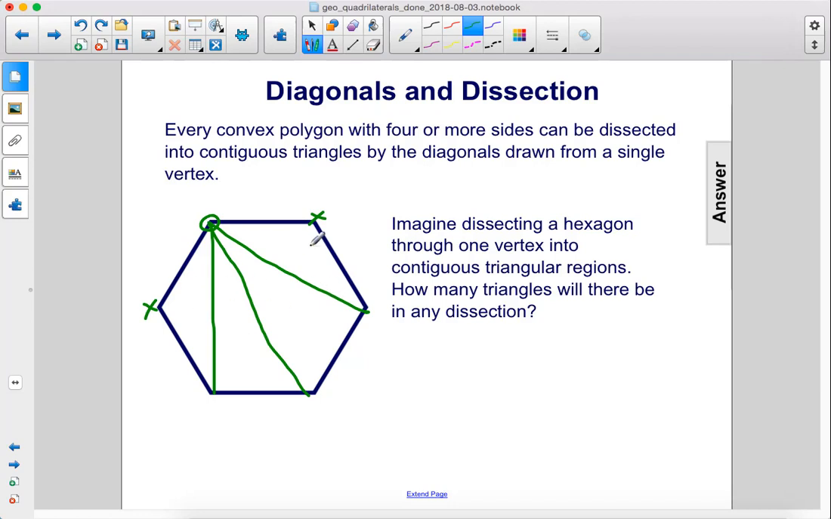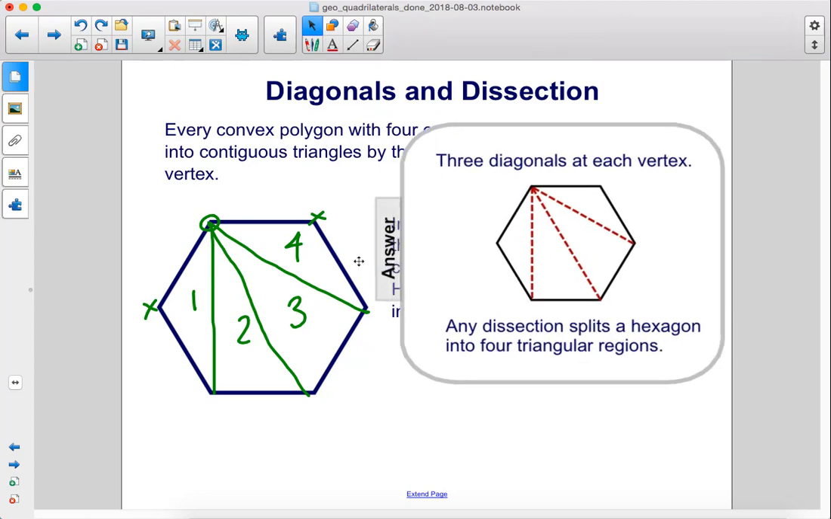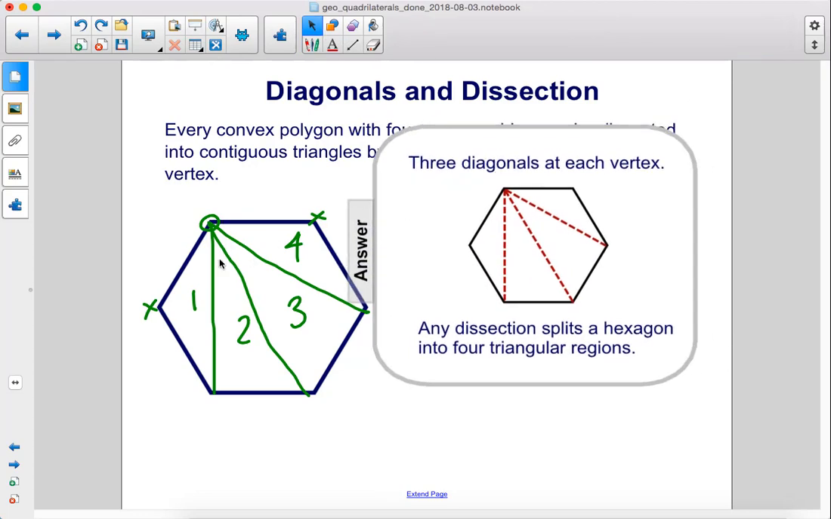So then, how many triangles are there? 1, 2, 3, 4. So there are 3 diagonals at each vertex, 1, 2, 3, creating 4 triangular regions.